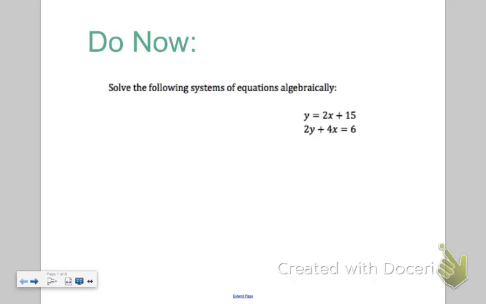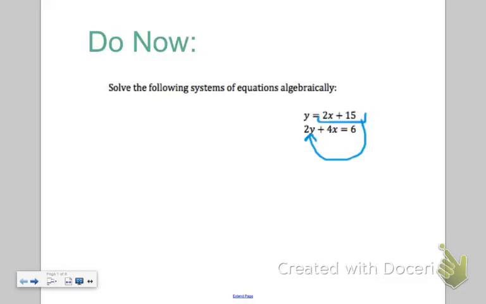Let's begin by going over our do now. Yesterday we did our first lesson on substitution, in which we took an equation that was set equal to y and substituted it into the second equation. In this example, we have y equals 2x plus 15. Since that is set equal to y, we are going to substitute it for y in the second equation.